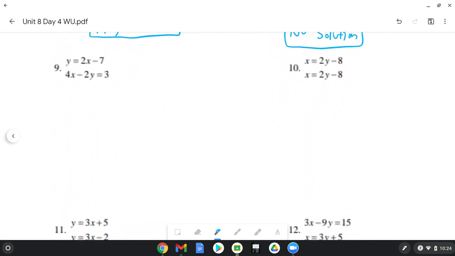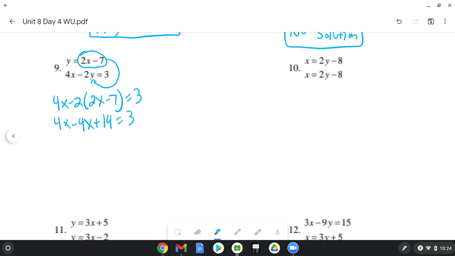The next one here, we have y equals 2x minus 7. So we're going to plug that in for y down below. So we'd write 4x minus 2, and then parentheses 2x minus 7, that equals 3. We're going to distribute properly. We get -4x plus 14. I think the 4x's will cancel each other out. So now we have 14 equals 3. That does not make sense, so that's a no solution type. So if all the variables cancel and the two numbers don't equal, then that's no solution.